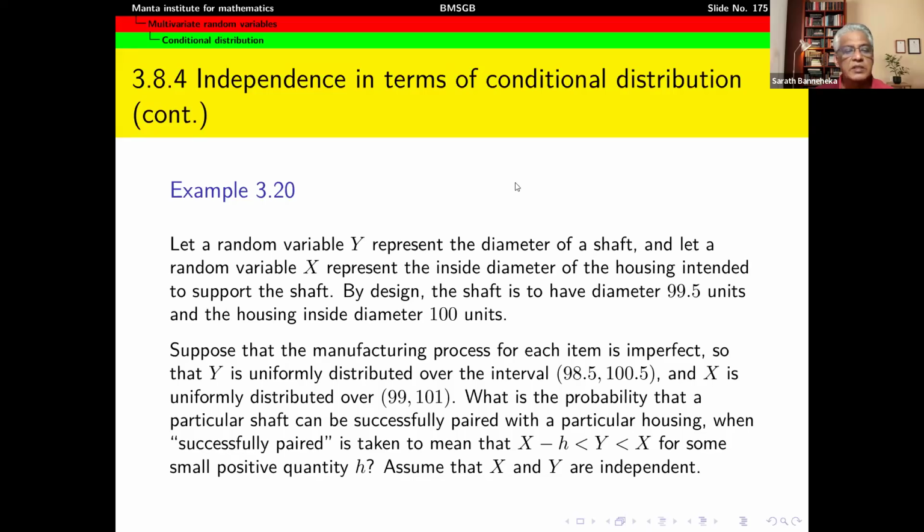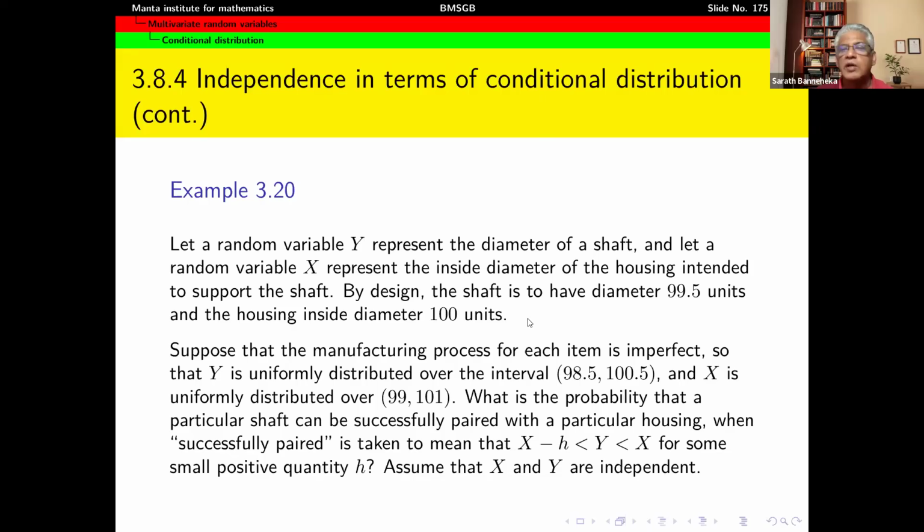What is the probability that a particular shaft can be successfully paired with a particular housing, when successfully paired is taken to mean that capital Y is less than capital X and greater than capital X minus H, for some small positive quantity H? Assume that X and Y are independent.